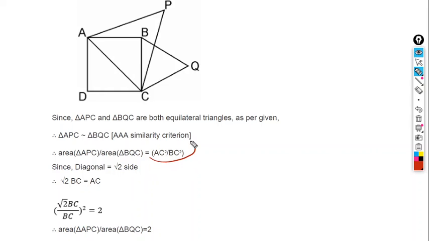Where did we get it? We got it from here: AC square divided by BC square. In place of AC, we can write root 2 BC. So AC square will be equal to root 2 BC whole square. So root 2 BC whole square divided by BC square is equal to 2. Why? Because BC and BC will be cancelled out, and root 2 square is equal to 2.